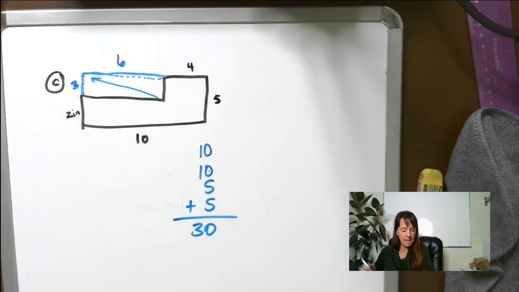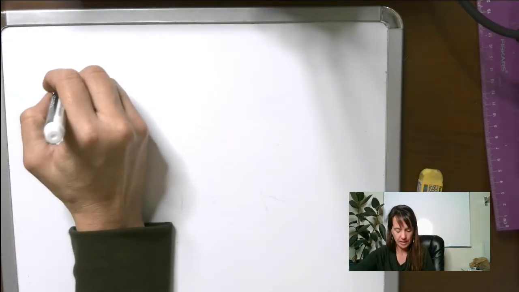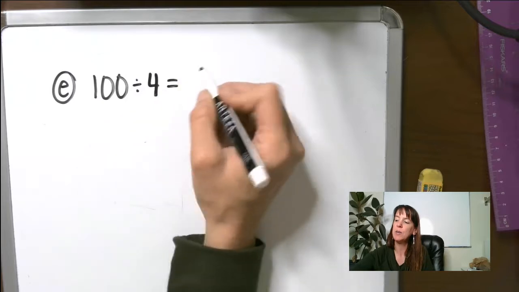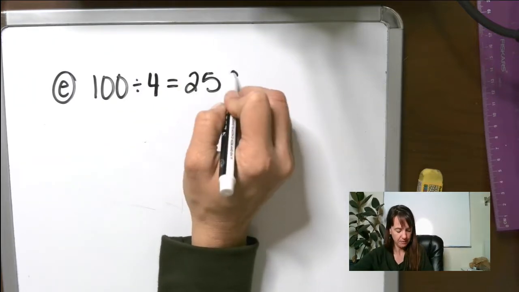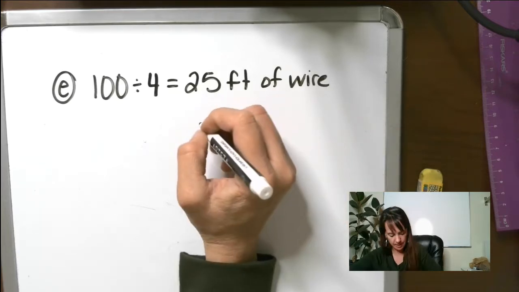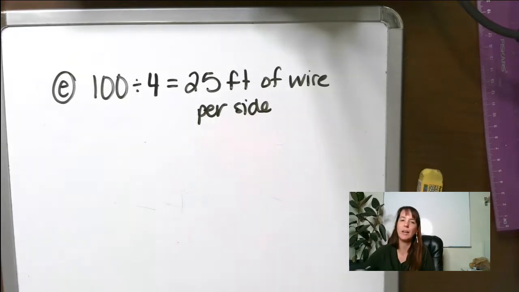All right, guys. McGregor has 100 feet of wire fence that he plans to surround a square garden. He has 100 feet. Guys, a square has to have all the same side. So if we have a perimeter of, this is for E, 100 feet, and we divide that by 4 sides, we get 25 feet of wire per side. Per side. Make sure you're answering the question, okay?